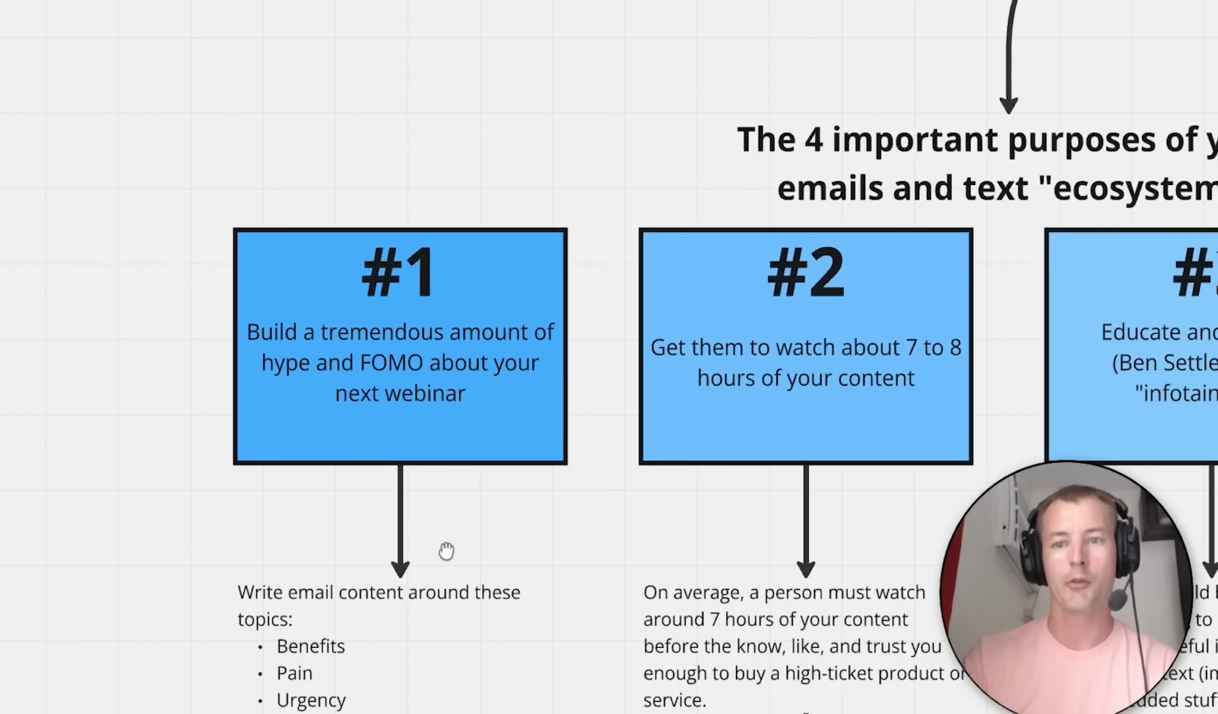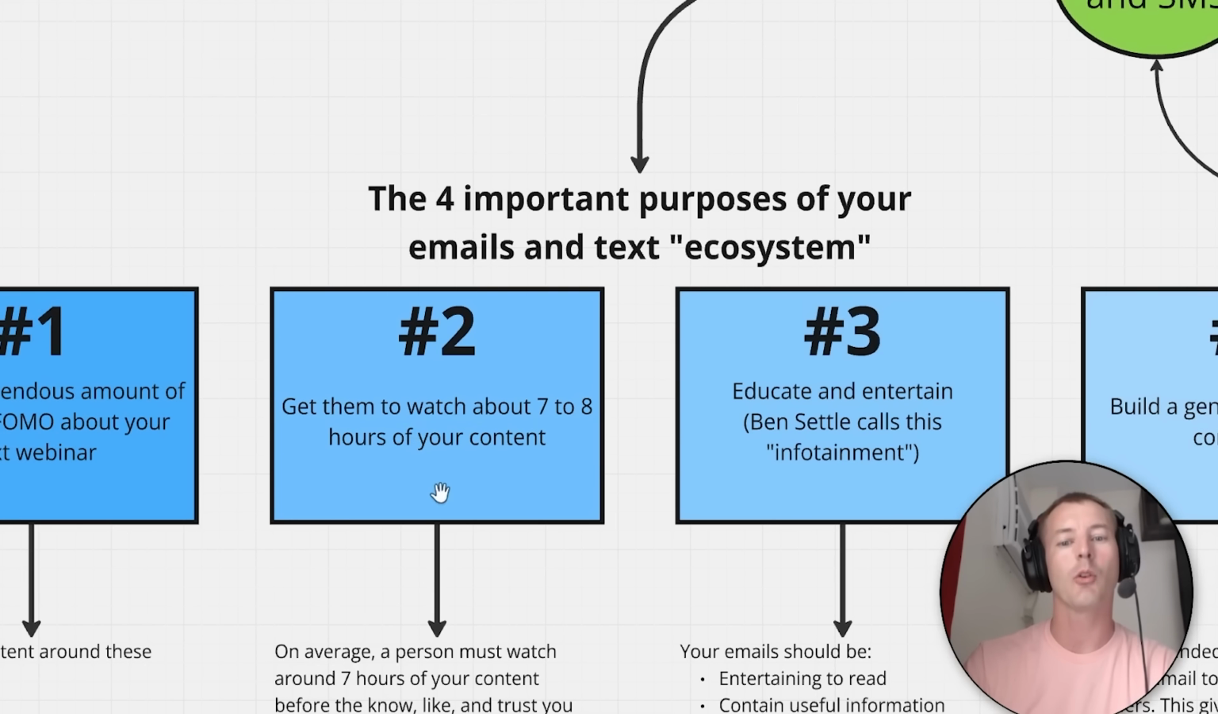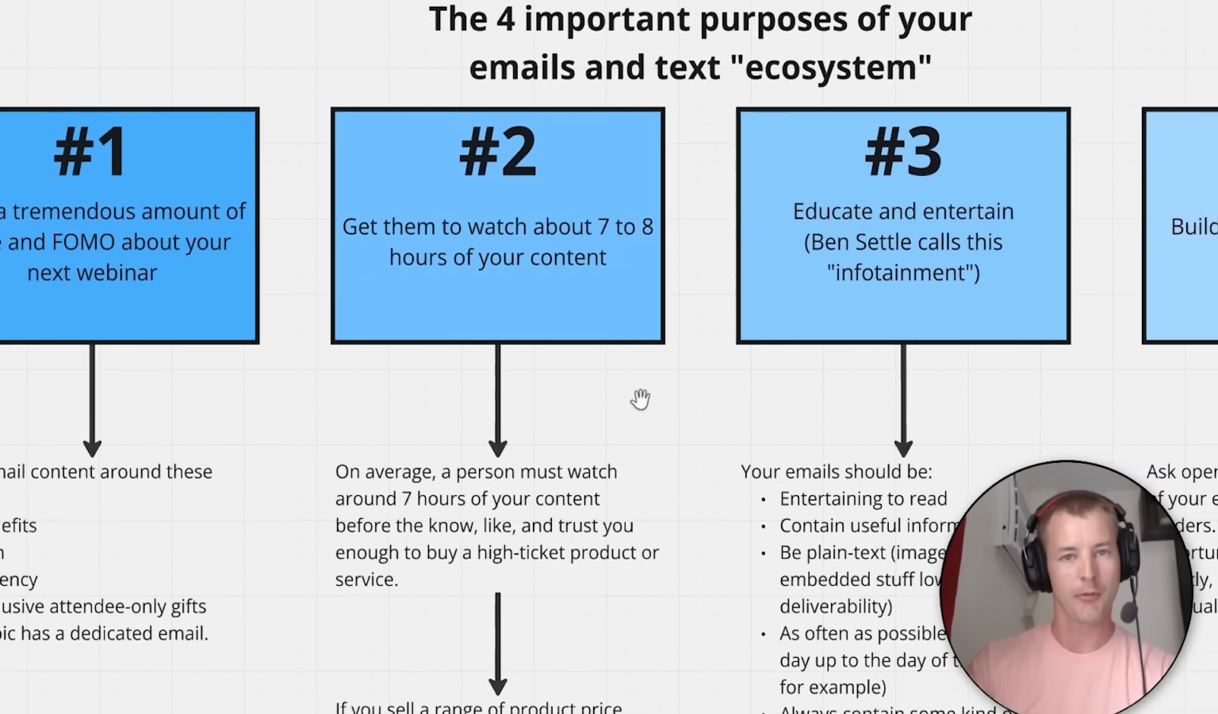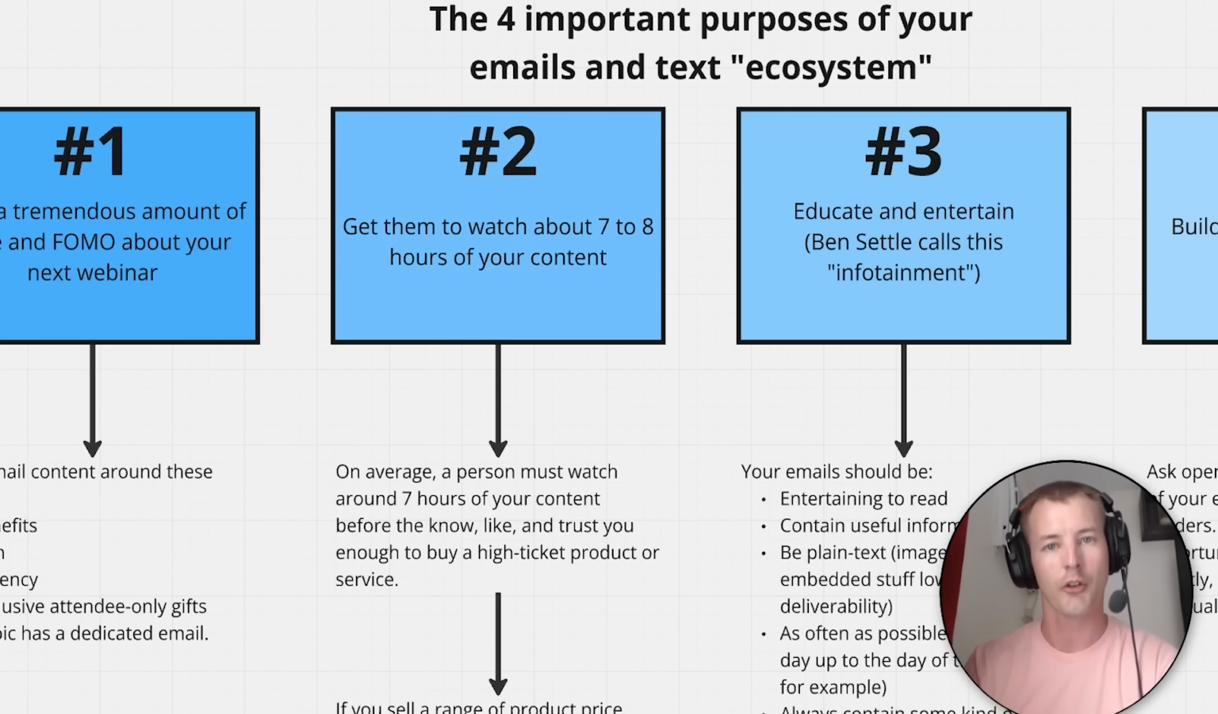All right, so number 2, the second most important purpose of your email and text ecosystem. It's to get them to watch as many hours of your content as possible. Because on average, if you're selling a high ticket product, you've got a course, a coaching program, something like that, on average, a person needs to see about 7 hours of your content to know, like, and trust you enough to actually buy your product. That's just how it is.